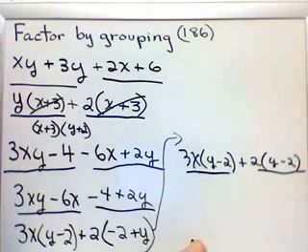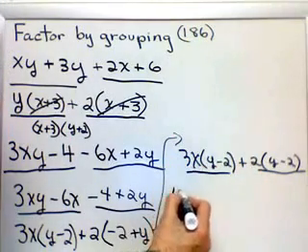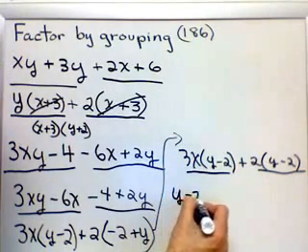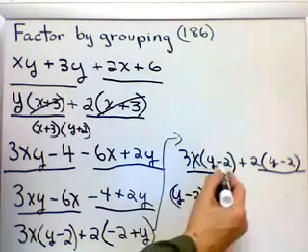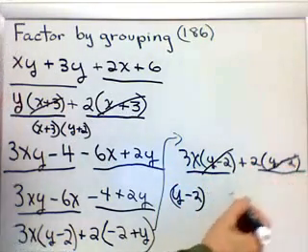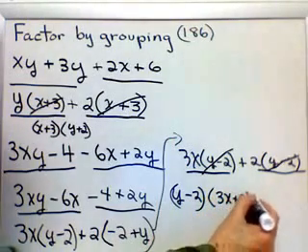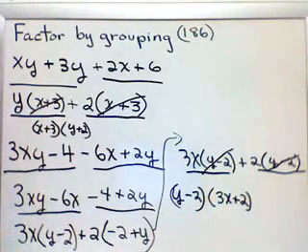What's common to this group and also common to this group? The y minus 2. So let's factor the y minus 2 out. So that means I divide the y minus 2 out of here. I divide it out of here. And what's left? 3x plus 2. So that's factor by grouping.